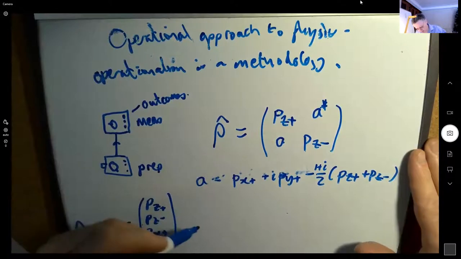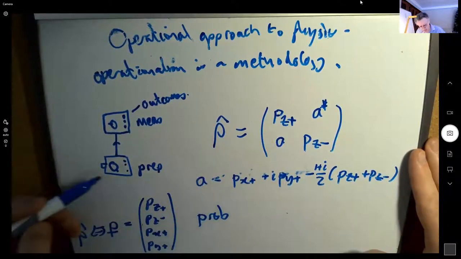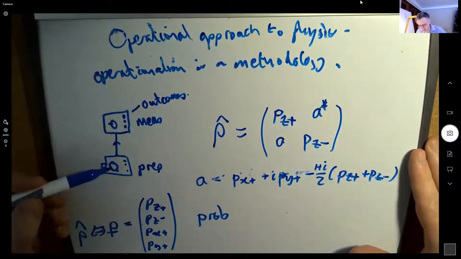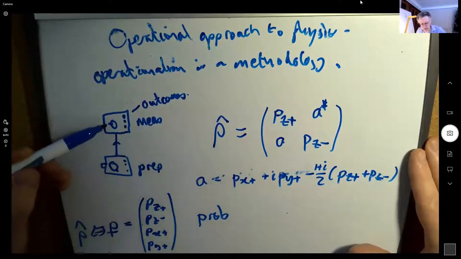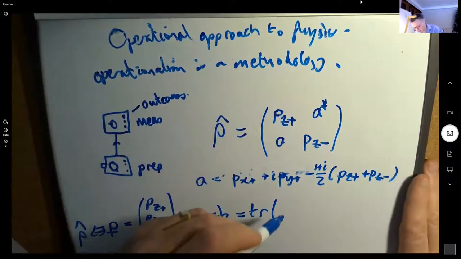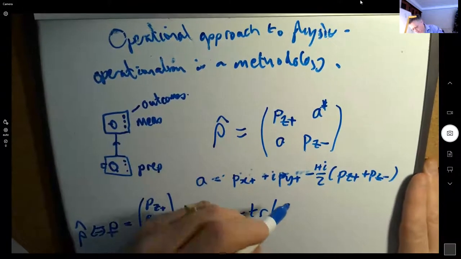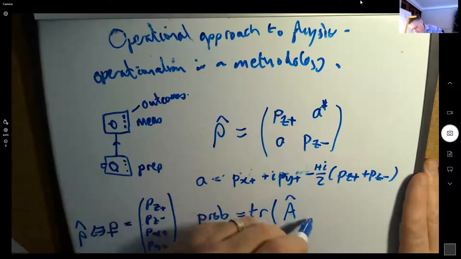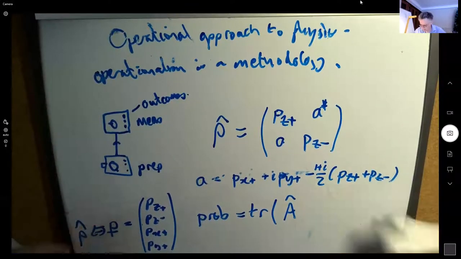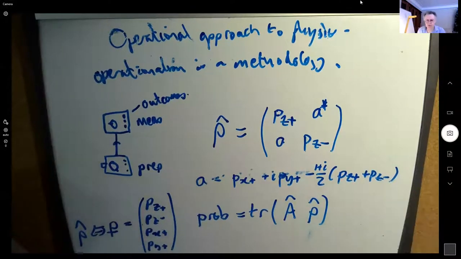So if you want to calculate the probability for a certain outcome in a situation like this, where you have a spin half qubit prepared in some density matrix, and then you make a measurement and you're looking at some outcome, the probability for that is given by the trace of a positive operator associated with the outcome, call it P, times the density matrix. That's the usual equation that you have in quantum theory, the trace rule. This is just a way of writing the Born rule in the language of density matrices.